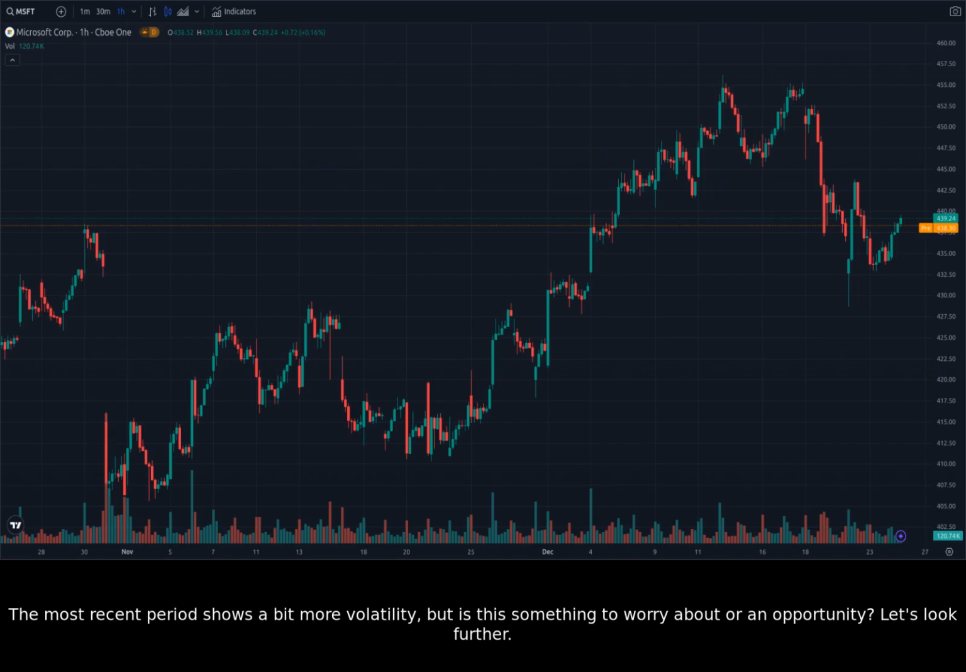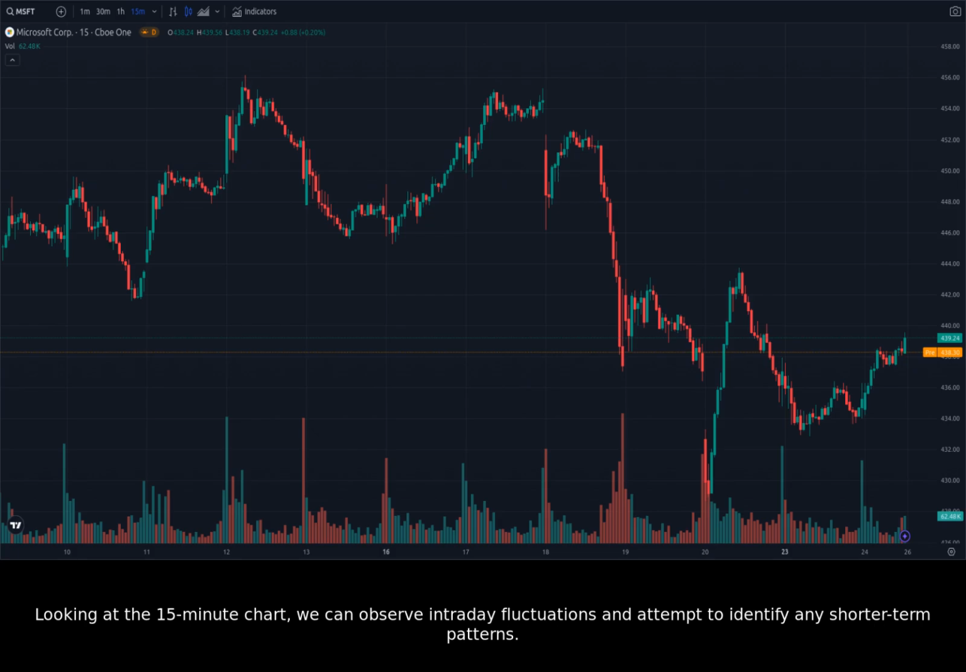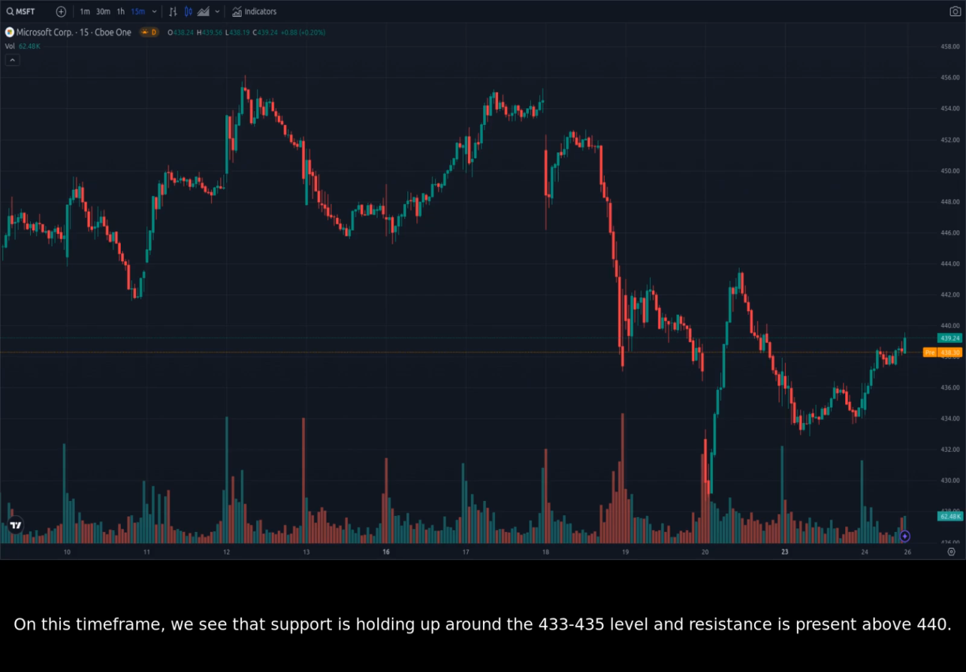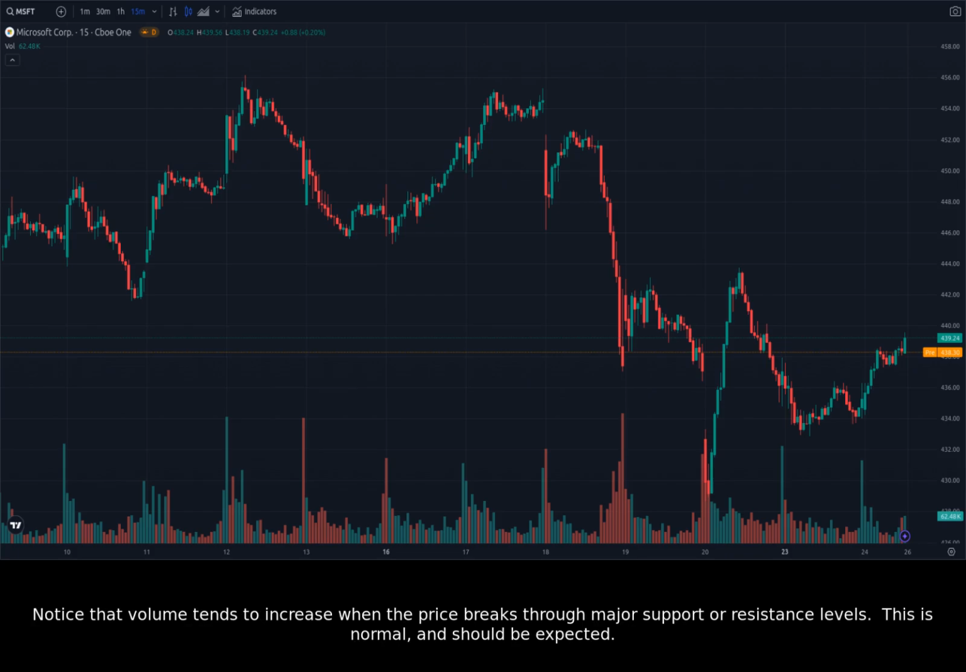Let's look further. Looking at the 15-minute chart, we can observe intraday fluctuations and attempt to identify any shorter-term patterns. On this time frame, we see that support is holding up around the 433 to 435 level and resistance is present above 440. Notice that volume tends to increase when the price breaks through major support or resistance levels. This is normal and should be expected.